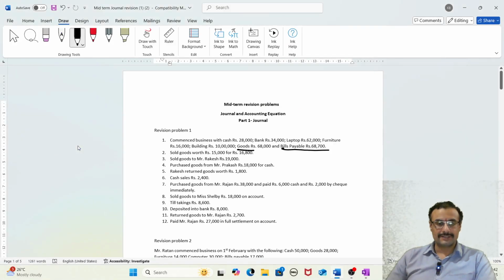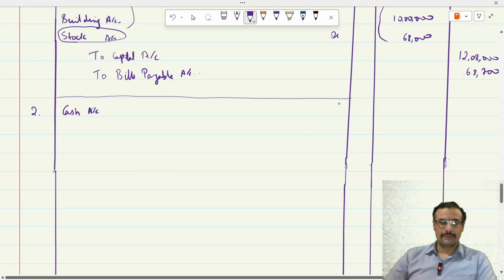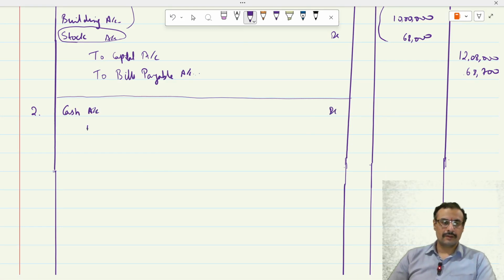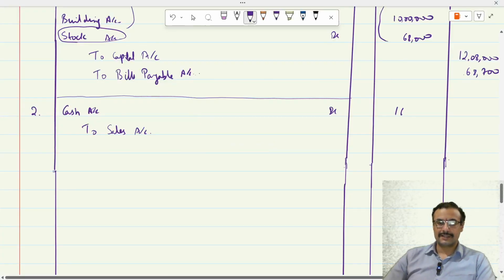Write in one journal entry. Nothing is given, so it is a cash transaction. So it will become cash account debit to sales account. What is the amount? 16,800.